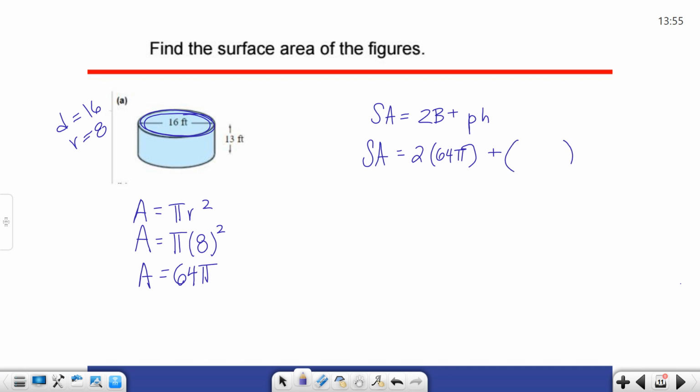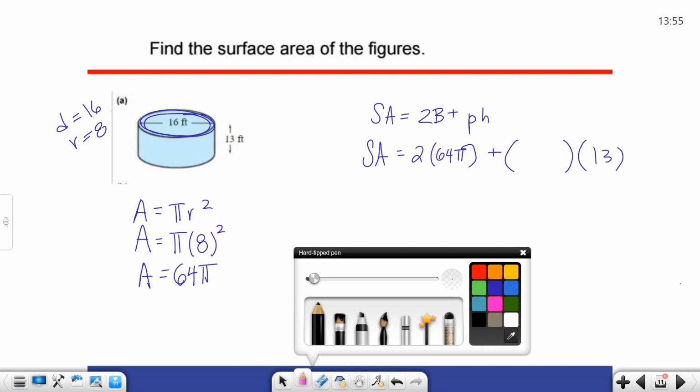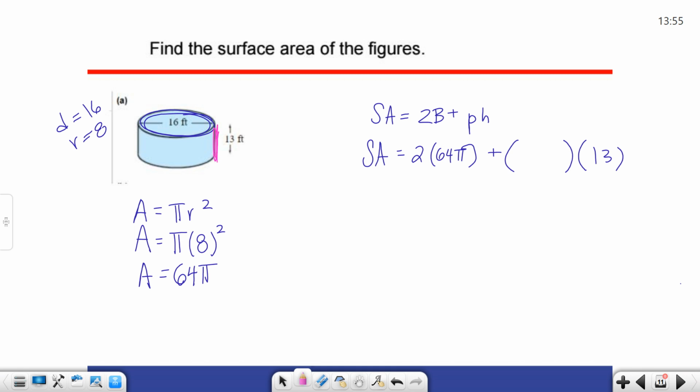Now, getting ready to do the next one, we have P times H. H is easy. H is the 13. That is your height of the region right there. P represents the distance around. We don't usually talk about perimeter of circles. We talk about something else. The distance all the way around the outside of the circle is the perimeter, but we call it the circumference. So remember, the circumference of a circle is pi d, but I know it better as 2 pi r. So we could say 2 pi times our radius of 8, so this would be 16 pi.